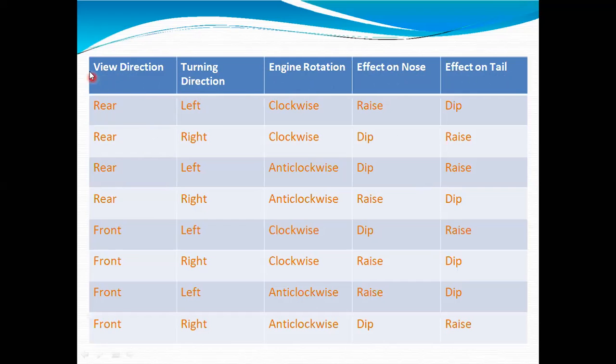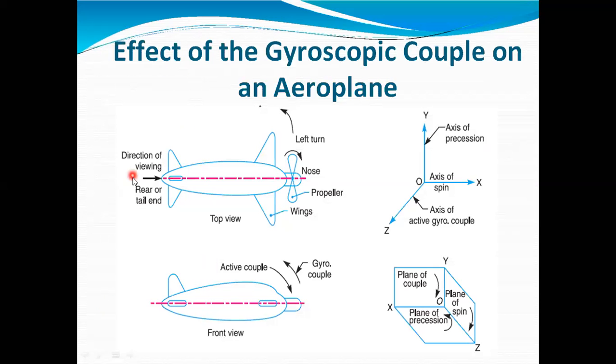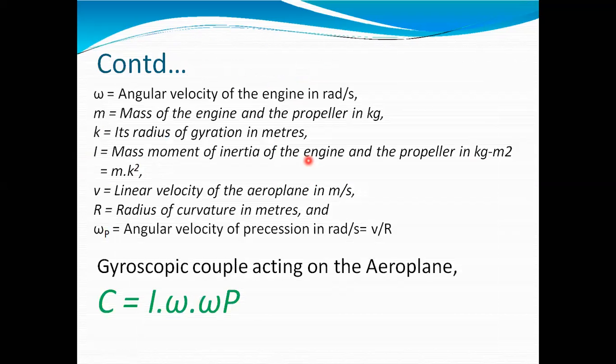The first condition: what is the view direction? First of all, when you are going to solve a numerical problem on this topic, the first condition we have to note is the view direction. The view direction may be either rear end or front end. That means the viewer may be at the rear end or at the front end. In the figure we can see, right now we have assumed the direction of view is from the rear end, the vehicle is taking a left turn, and the propeller is rotating in clockwise direction. This condition may also be assumed just opposite to that.